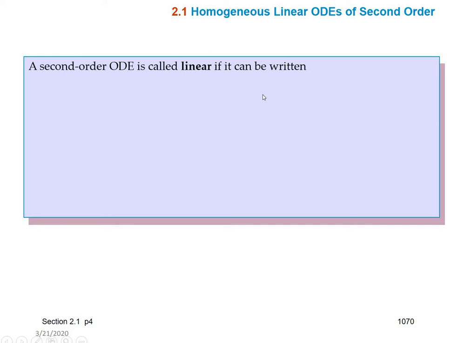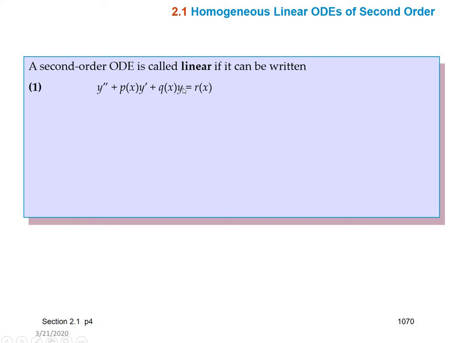An ODE is called linear if it can be written in that form. So any second order equation that I can write this way, we call it linear. Now the distinguishing property is that y double prime, y prime, and y are all linear.